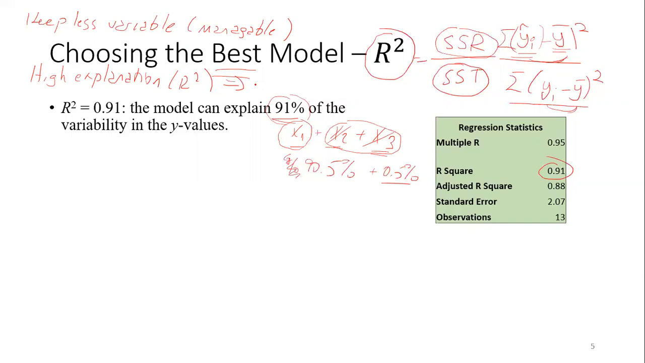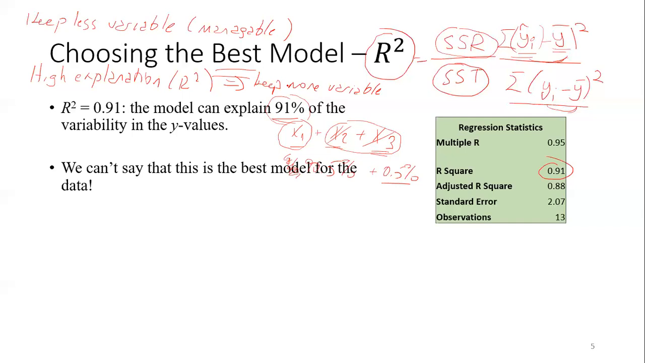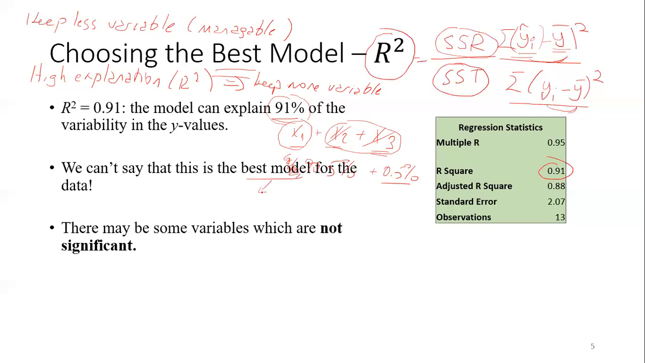So R square just pushes you to keep more variables, because more variables enable you to explain more variability. But as I said, if you have more variables, it is hard to manage them. So there is a trade-off between keeping more variables and managing the model. That's it. So we cannot say that this is the best model, because the best model is not necessarily the model that has the highest R square. So there may be some variables which are not significant.